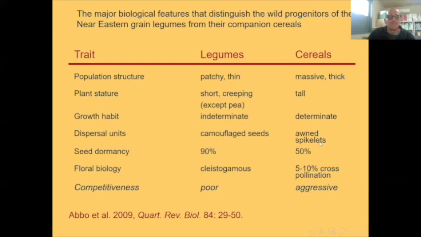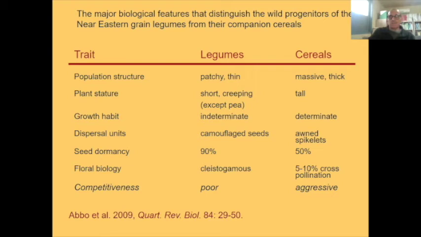And in terms of floral biology, cereals have mechanisms that allow between 5 to 10% cross-pollination, while in legumes, fertilization occurs before the flowers open. This is the term cleistogamous pollination used by botanists. And if you look at the overall pattern, which is the result of the combination of all those traits in the field, legumes are poor competitors and they hardly compete with weeds, while cereals have a very aggressive growth pattern.